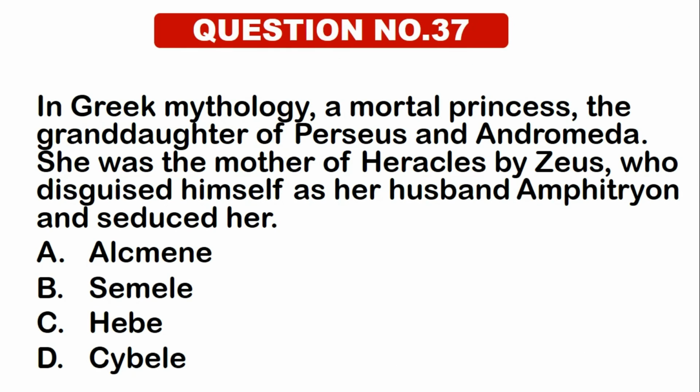37. In Greek mythology, a mortal princess, the granddaughter of Perseus and Andromeda. She was the mother of Heracles by Zeus, who disguised himself as her husband Amphitryon and seduced her. A. Alcmene. B. Semele. C. Hebe. D. Cybele.